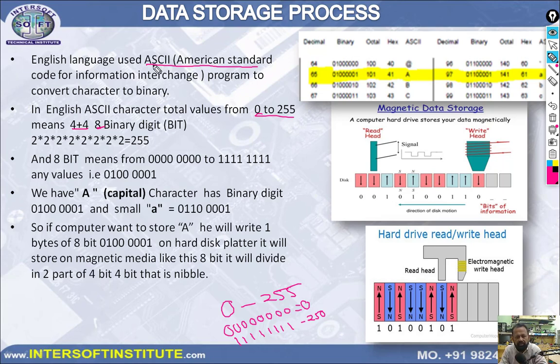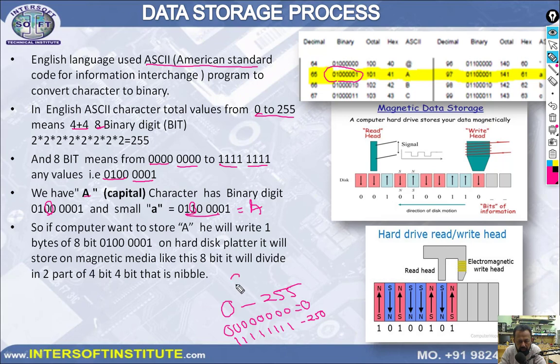So in English, ASCII character values from 0 to 255 mean 4 plus 4 binary. So we have divided it like this. See, this is a 4 pair, and this is also a 4 pair, like that. Any value we will calculate like this, in 2 divisions. If we type A, you can see the value here. It will note down 0 1 0 0 for capital A, and small a will count like this, one more. If we type a capital A, it will be stored like this: 0 1 0 0 0 0 0 1.